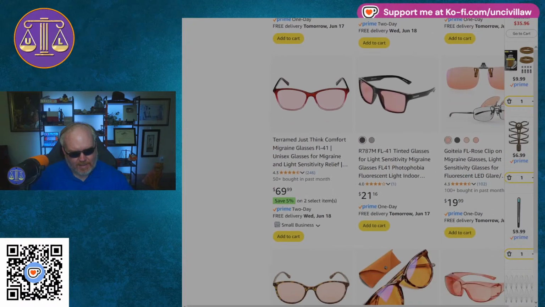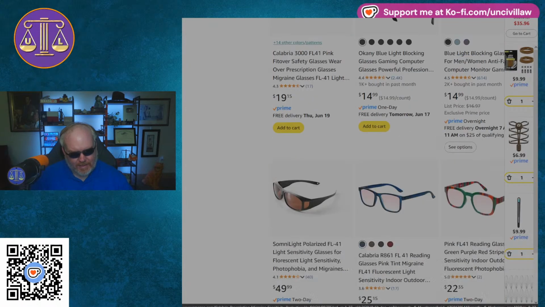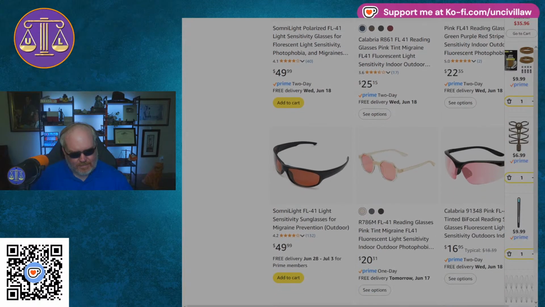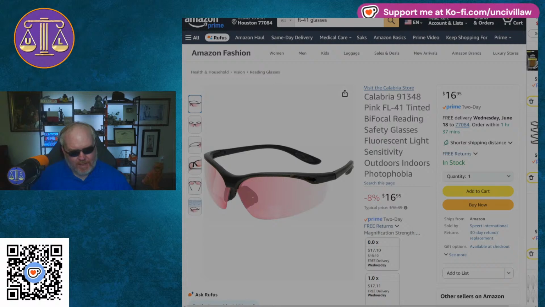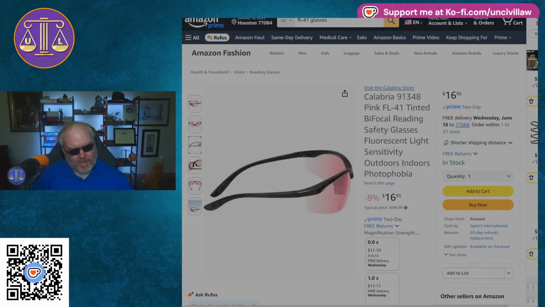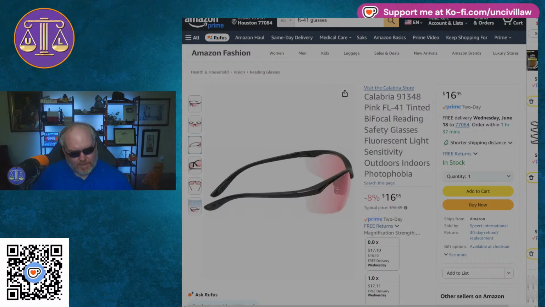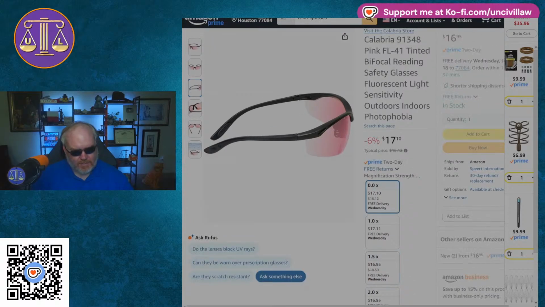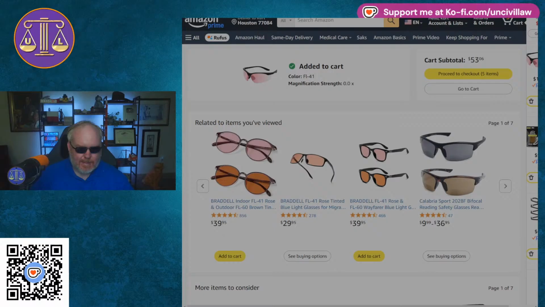Is there any style here I like? I'm not sure if I like any of these styles. These ones are interesting. Safety glasses, interesting. FL41 bifocal reading glasses for light sensitivity. Those are interesting. $16. That's not bad for safety glasses. Yeah, I could get that for $16. If that solves my problem, that's not a bad deal at all. And I want no magnification, so zero magnification. That's good. Okay. Yeah, that's cool.